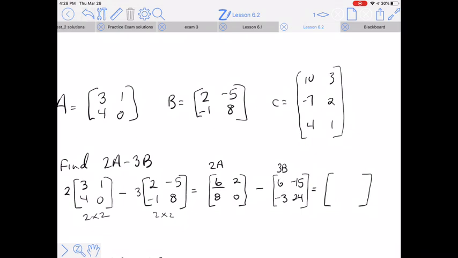So 6 minus 6 is 0. And then 2 minus negative 15, minus a negative, remember, becomes positive. So that's 2 plus 15, which is 17. Then we have 8, subtract negative 3. Subtract negative 3 means plus 3, so 8 plus 3 is 11. And then we have 0 minus 24. It's negative 24.